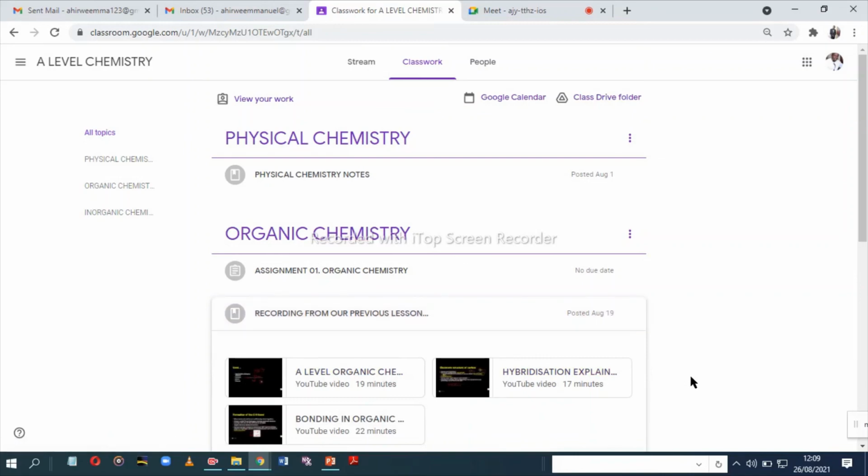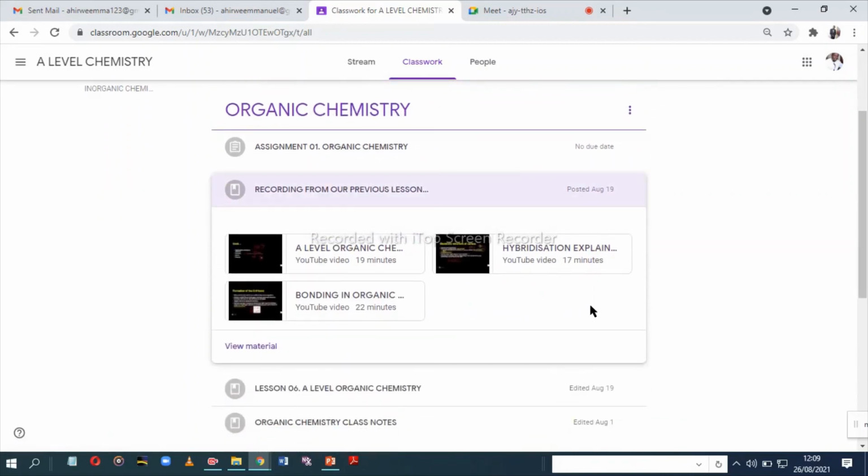Now this is for A level. This is the preview of what A level organic chemistry is about. Then we talked about hybridization, because for you to understand bonding, to understand why carbon forms a maximum of 4 bonds, you have to know this concept of hybridization. So first watch this, and after hybridization, you shall watch bonding. And this was all one lesson.